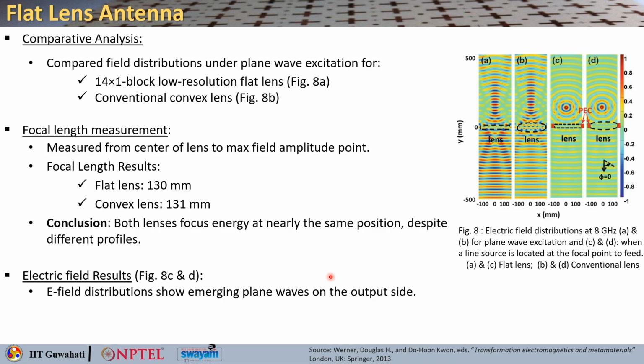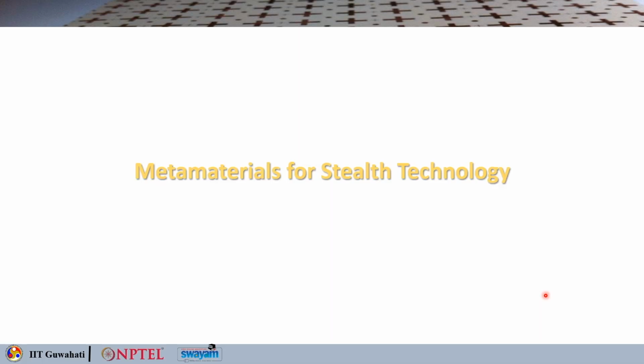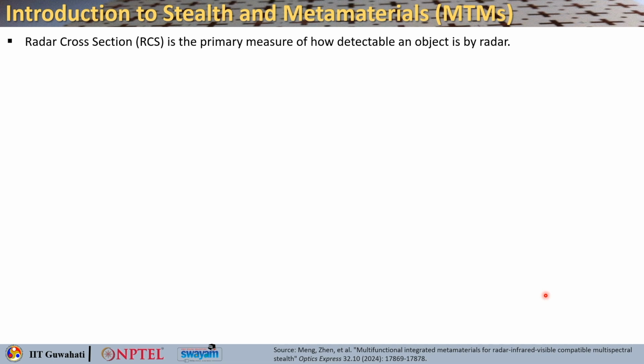profile. So, these two cases are basically showing you the emerging plane waves on the output side coming from the lens. So, what does it tell you? That this confirms that the flat lens performs almost comparably to the conventional lens, and these are much easier to fabricate. Now, let us move on to the last topic, which is metamaterials for stealth technology.